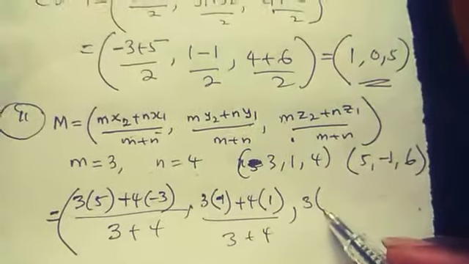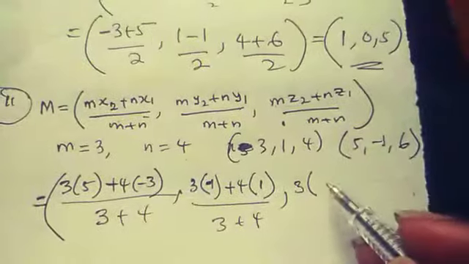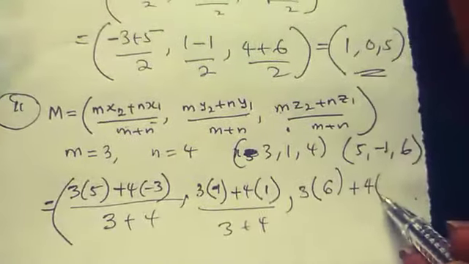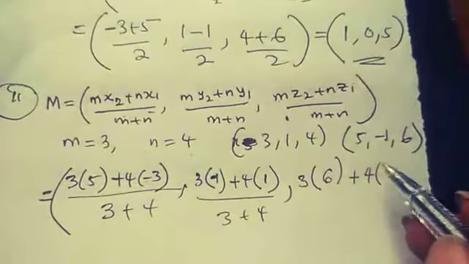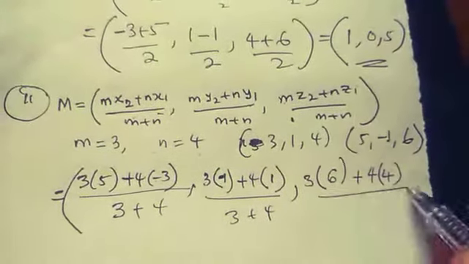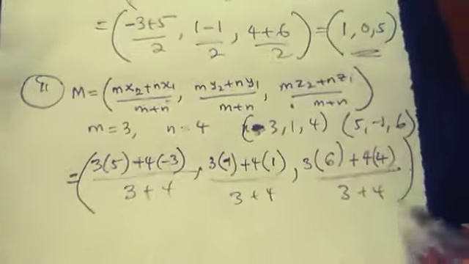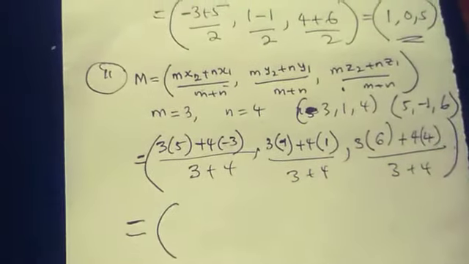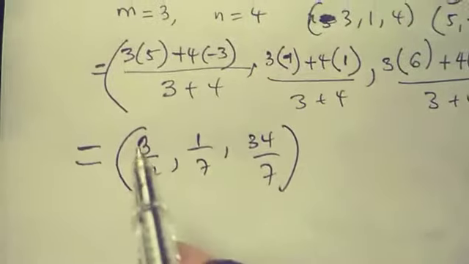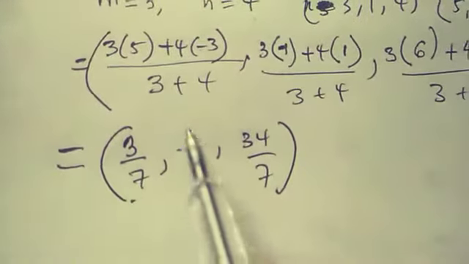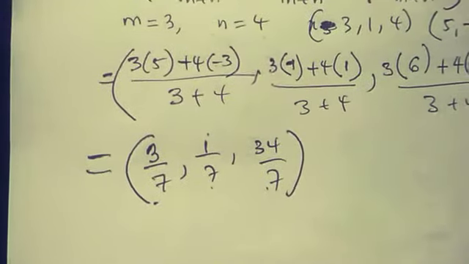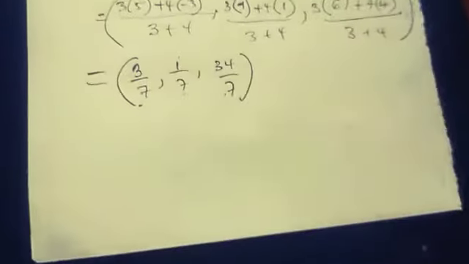m, which is 3, times z2. Our z2 is this, plus 4, which is n, times z1. Our z1 is 4, over 3 plus 4. So it's now left for us to simplify. So by the time we simplify, we get 3 over 7, 1 over 7, and 34 over 7. So that is that about that.